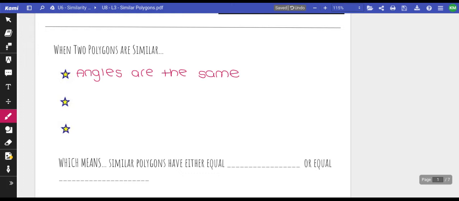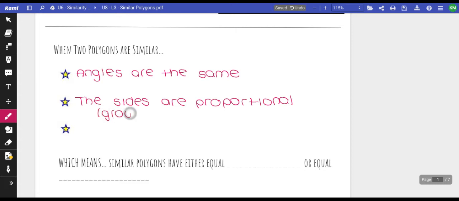Now, did the side length stay the same? No. They all grew, but did they all grow by the same scale factor? Yeah, so what we would say if they're similar, the sides are proportional. And I want you to write the word proportional because I think it's important. But what it's saying is they grow by the same scale factor. Or shrink, I guess.